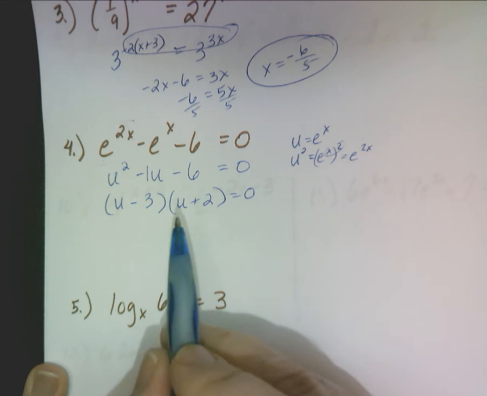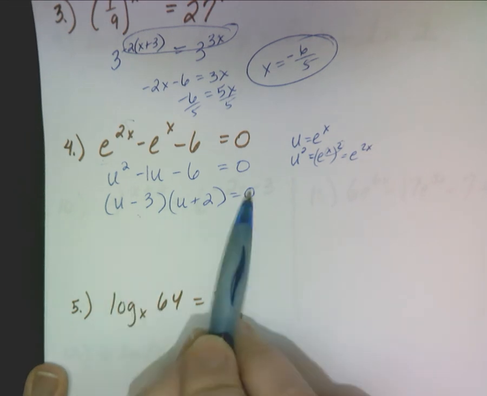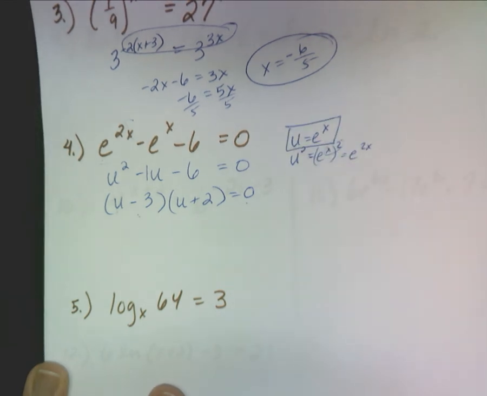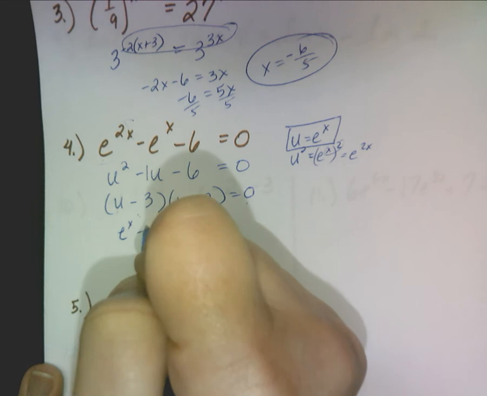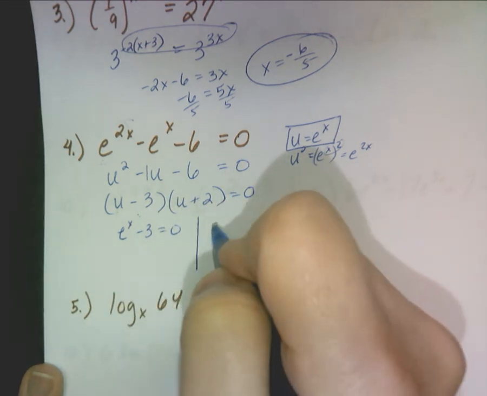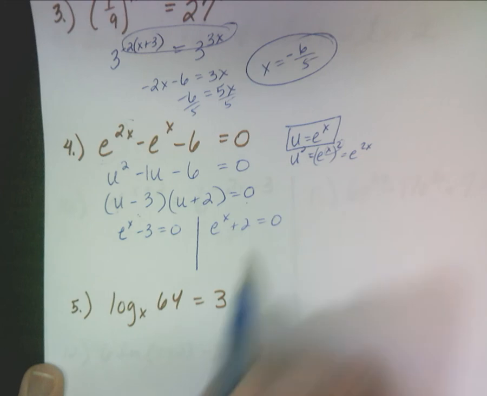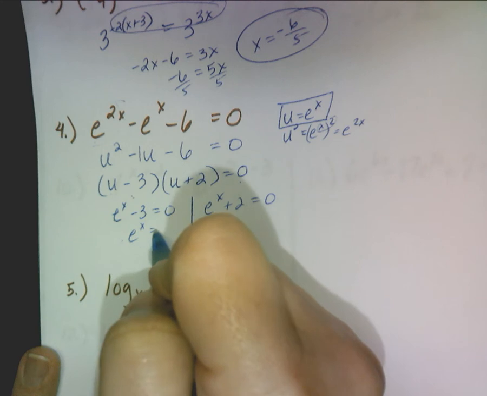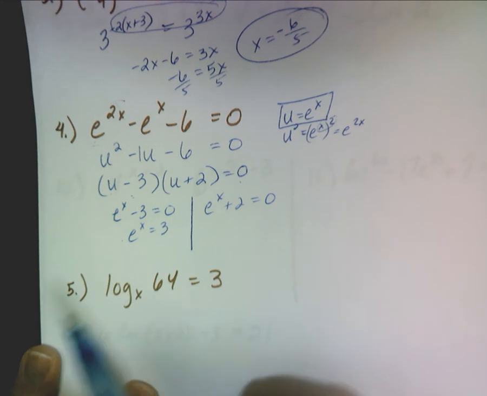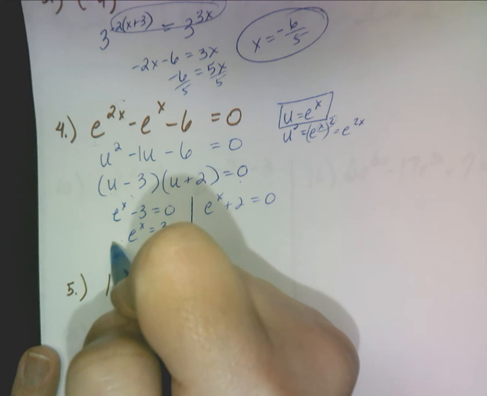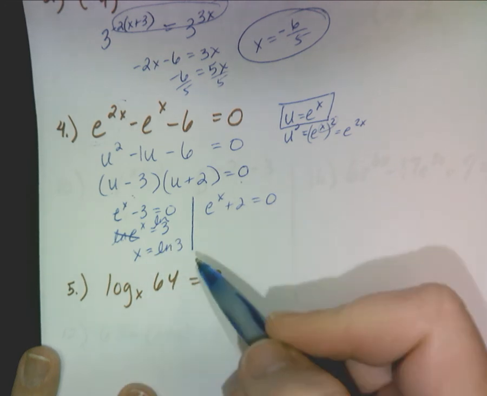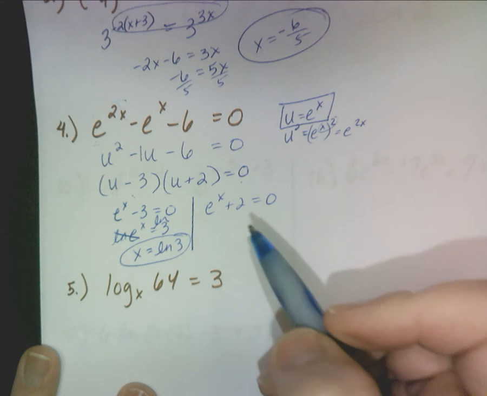And then what you do is you set each one of these equal to 0, but instead of the u, you replace it with e to the x. So e to the x minus 3 equals 0. E to the x plus 2 equals 0. And so let's see, we get e to the x equals 3. And how do I solve for an e to the x? Well, I take the ln of both sides. Ln and e cancel. So I'm left with x equal to ln of 3, which is a number in your calculator. You can find it out.